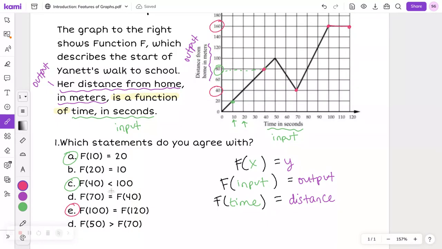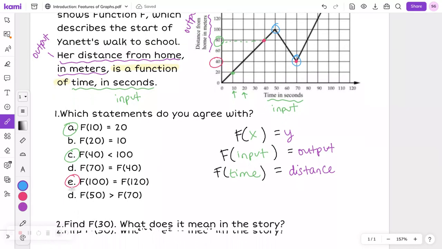But that final one is saying her distance at 50 seconds is greater than her distance at 70 seconds. So if we go to 50 seconds, let me use a different color one last time. At 50 seconds, her distance is right here. At 70 seconds, her distance is right here. And so I do agree. At 50 seconds, her distance is greater.